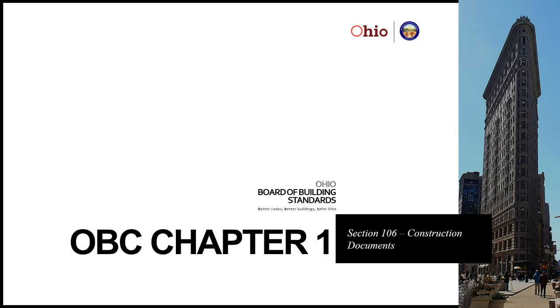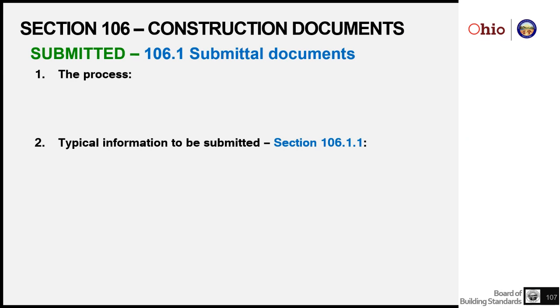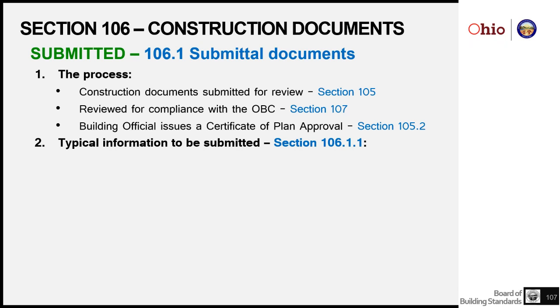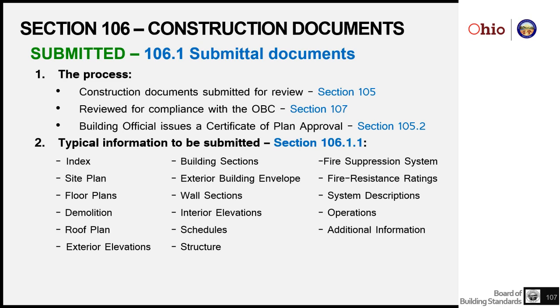Construction documents. This is the meat in the sandwich between 105 approvals and 107, the approval process, plan approval. This is what the owner has to submit to the building department. It has a list under 106.1.1, which has all of these different types of information that need to be in the construction documents so that the plan review can make an adequate assessment of whether it's compliant with the rules of the board.